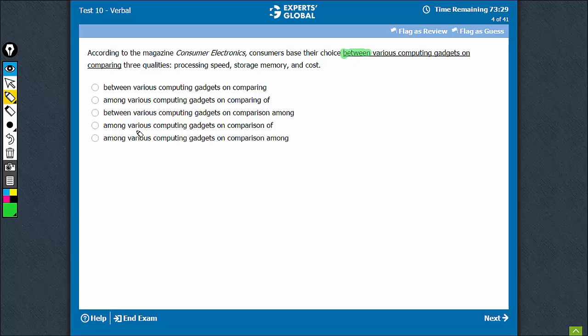Between is used for two things and among is used for more than two. Computing gadgets are being talked about, so of course there would be more than two. Options which use between can be eliminated.